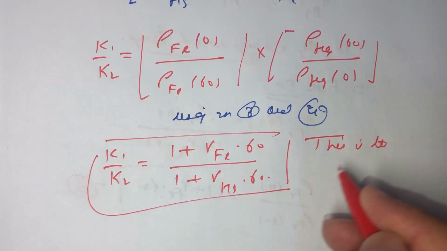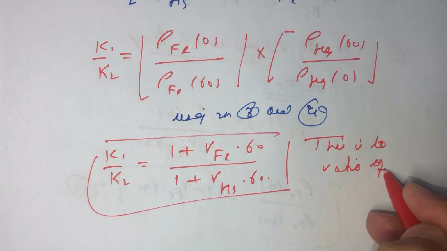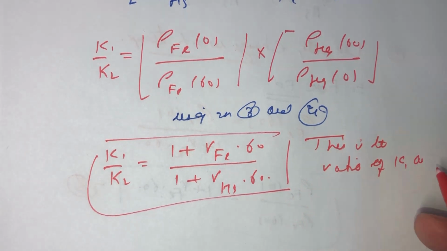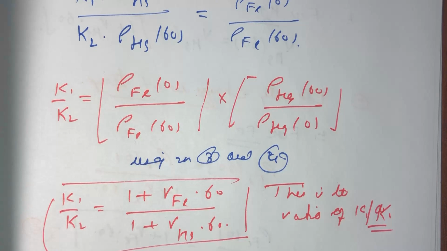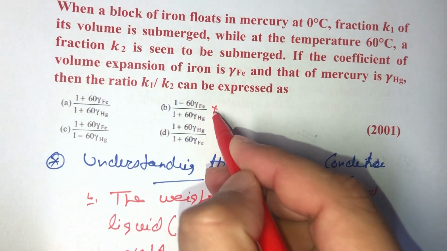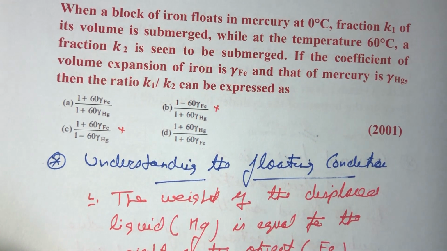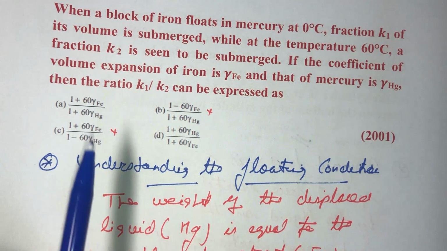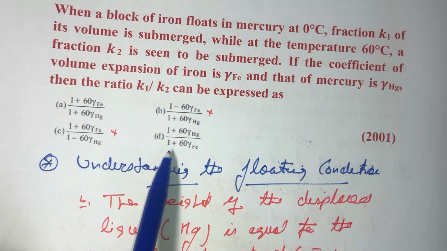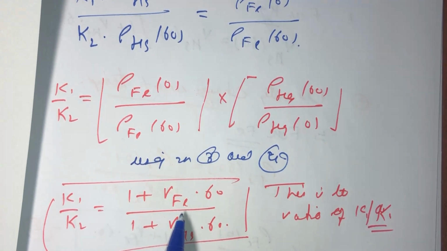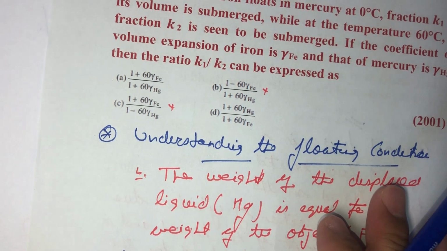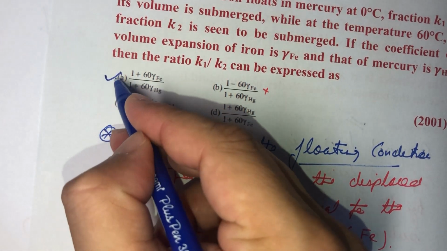This is the ratio of K1 upon K2. And for the options available to us, we can see that both the numbers are positive. So obviously B and C cannot be the option because here the sign is negative. So either A is there or D is there. From the options available to us, we can say the ferrous is on the numerator. Therefore, the only correct option is option number A.